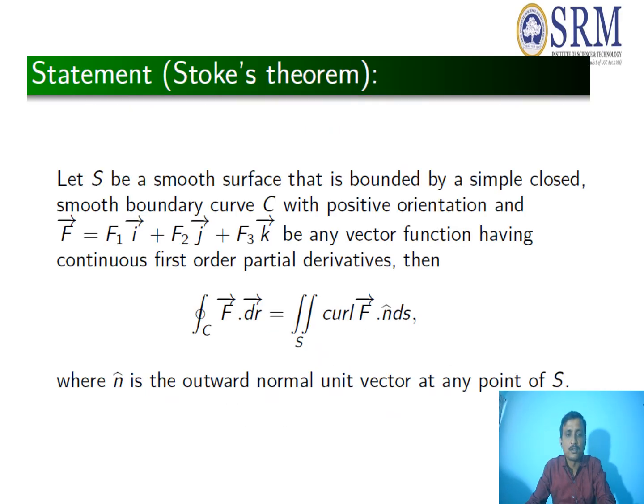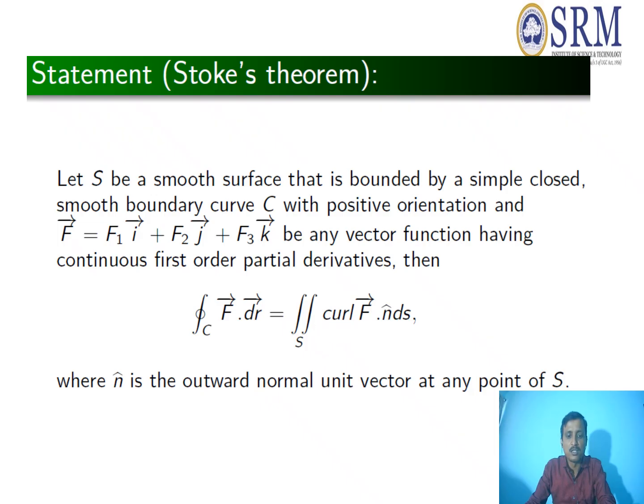This is the statement of that theorem. Let S be the smooth surface which is bounded by the simple closed curve C, which is positive oriented, and F be a vector valued function having continuous first order partial derivatives. Then this LHS will be equal to RHS. This is the statement of the Stokes theorem. LHS is basically the line integration and RHS is actually the surface integration.